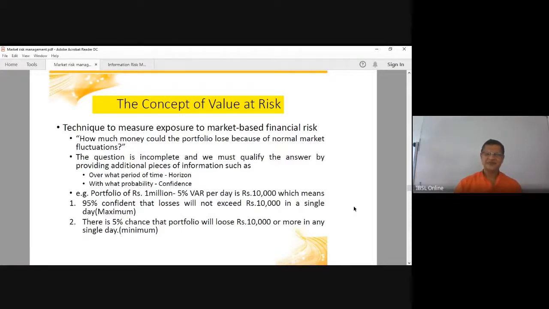So we can draw a graph based on the revenue you have got. Then we can identify the highest point where we have lost. Based on that, we can do the calculation, or rather than the highest point, we take an average point, the average of the highest revenue losses. So I will ask a small question to help you understand better how much money you could lose on a portfolio because of normal market fluctuations.